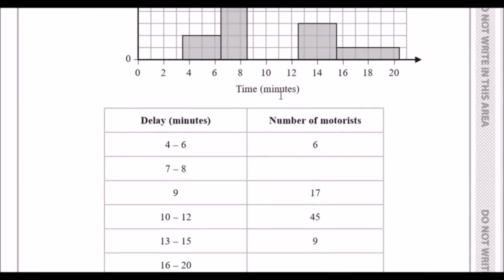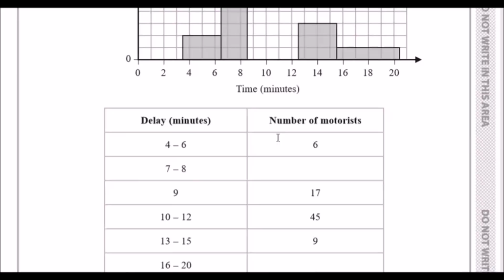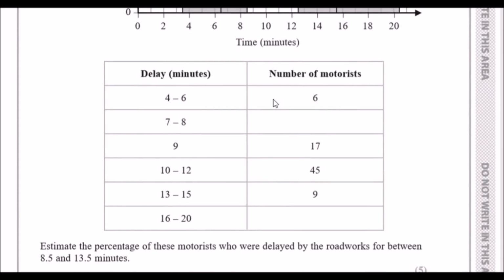And if you look at the table and the graph, clearly you can see that for 4 to 6, for some reason they didn't do 4 to 6, they went down to 3.5. And that's how it is. When you round to the nearest minute, it's always plus minus 0.5 on each side. So for each one, we need to update. So 4 to 6 would be 3.5 to 6.5. 7 to 8 would be 6.5 to 8.5.